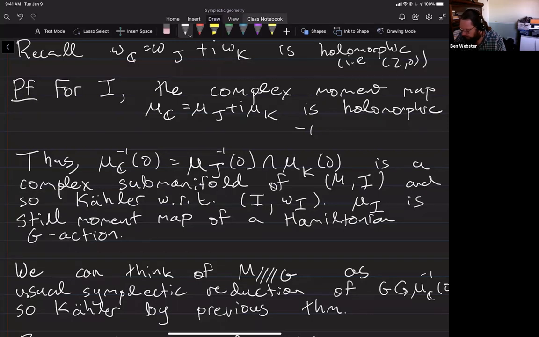All right, so I've already gotten rid of mu j and mu k by restricting to the zero level of their moment map. I still have mu I on the zero level, and that's still the moment map of a Hamiltonian G action. Nothing has changed about the relationship between the action of G and the moment map mu I.